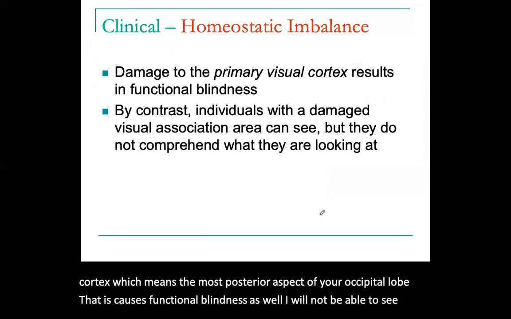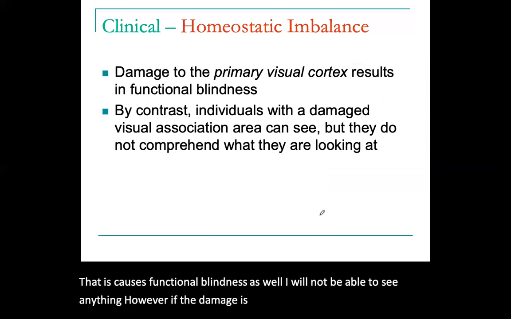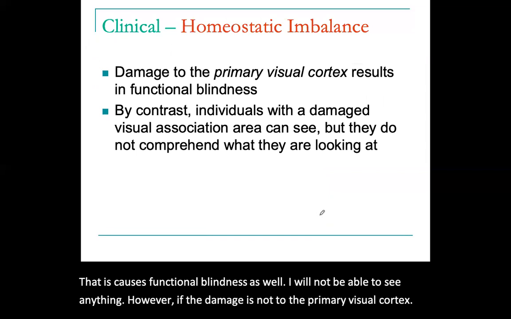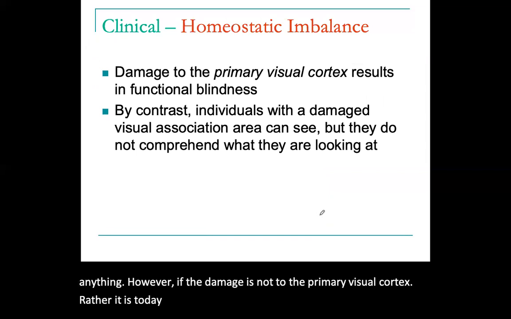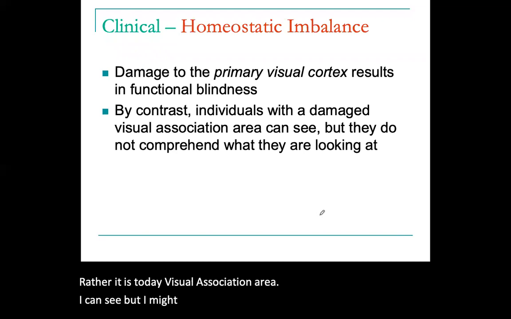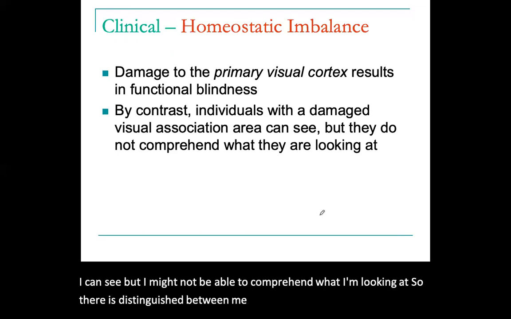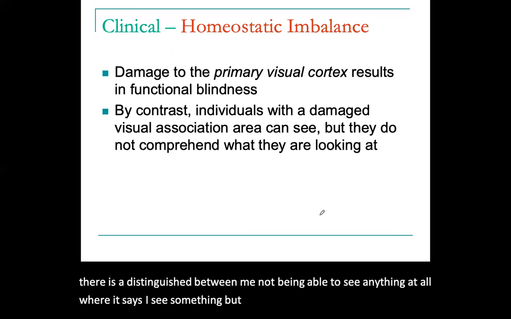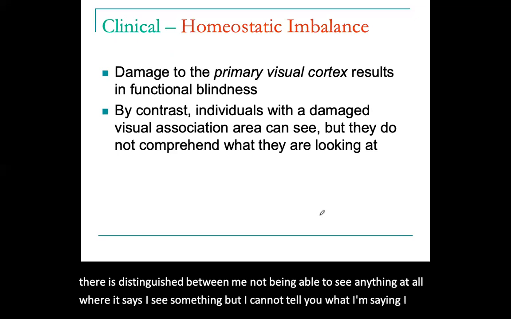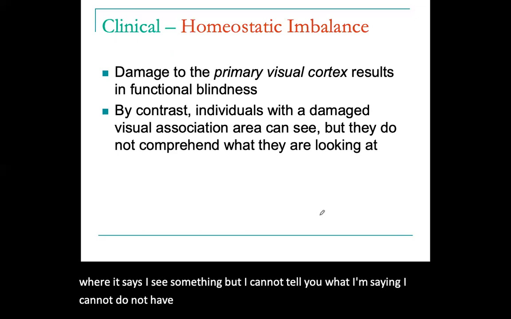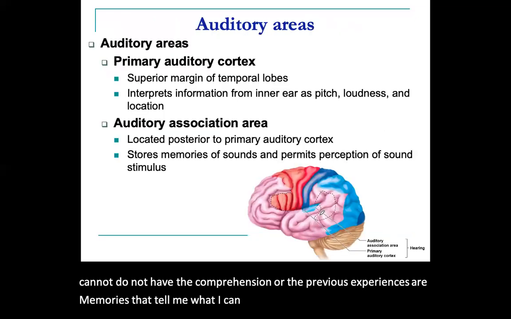However, if the damage is not to the primary visual cortex, rather it is to the visual association area, I can see, but I might not be able to comprehend what I'm looking at. So there's a distinction between me not being able to see anything at all versus I see something, but I cannot tell you what I'm seeing. I do not have the comprehension or the previous experiences and memories that tell me what I can see.